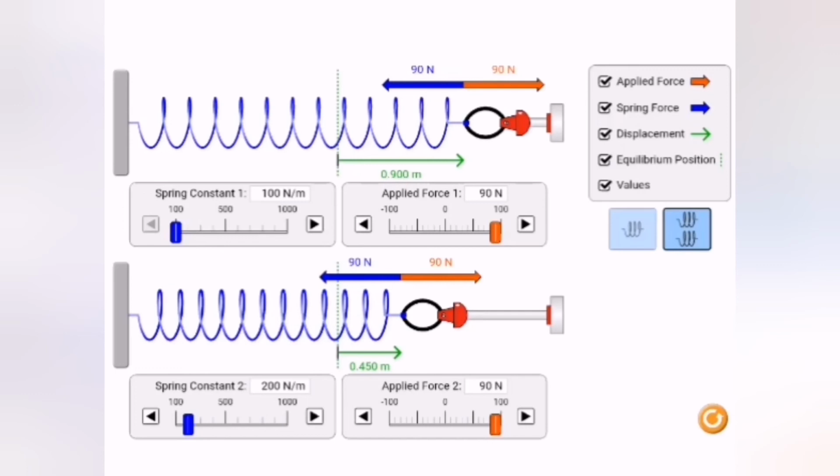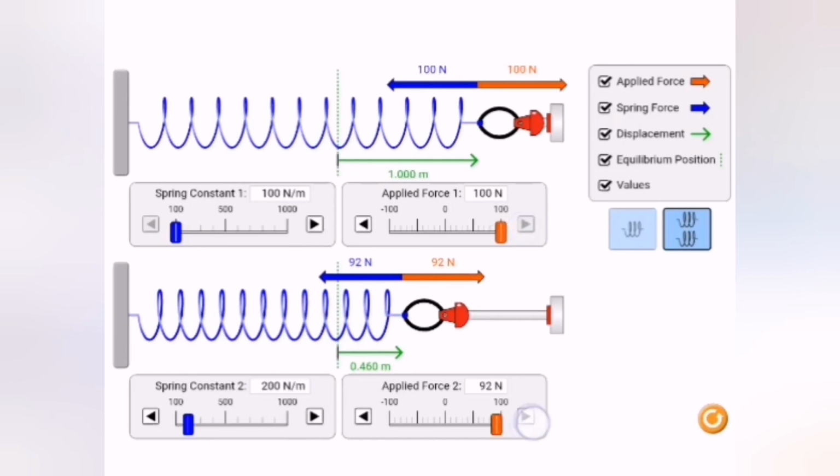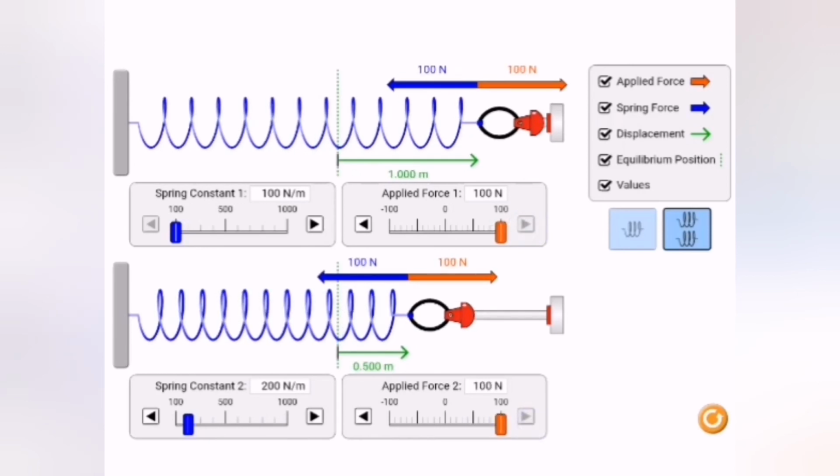In the end, we put 100 Newton force on both spring. This one 100 Newton and this one 100 Newton. 100 Newton per meter spring constant will get 1.00 meter displacement, and 200 Newton per meter spring constant will get 0.500 meter displacement. This one and this one.